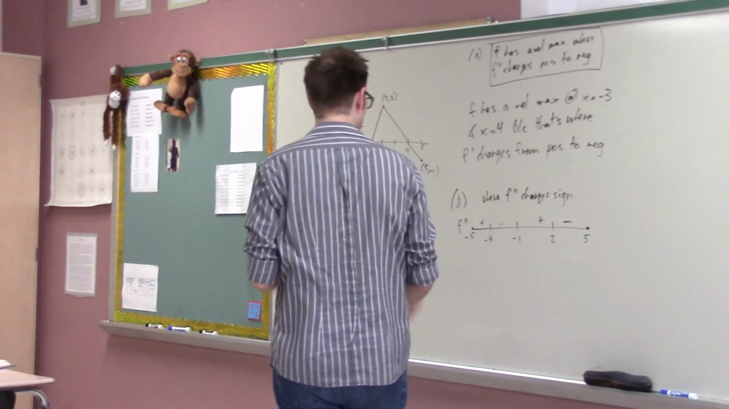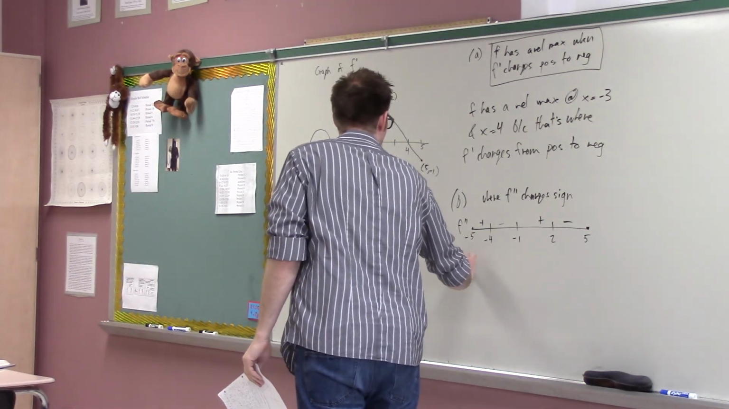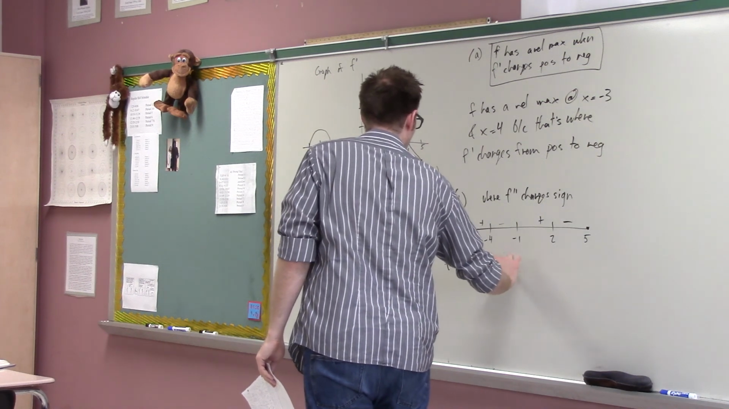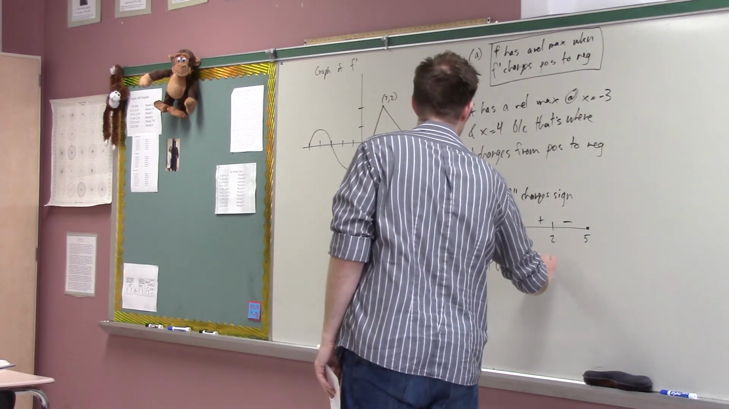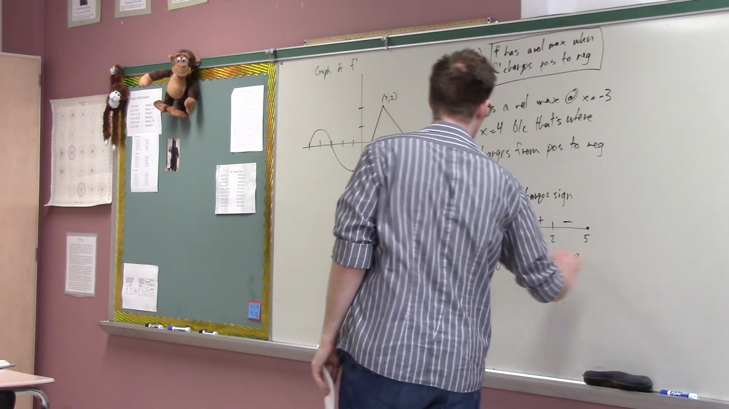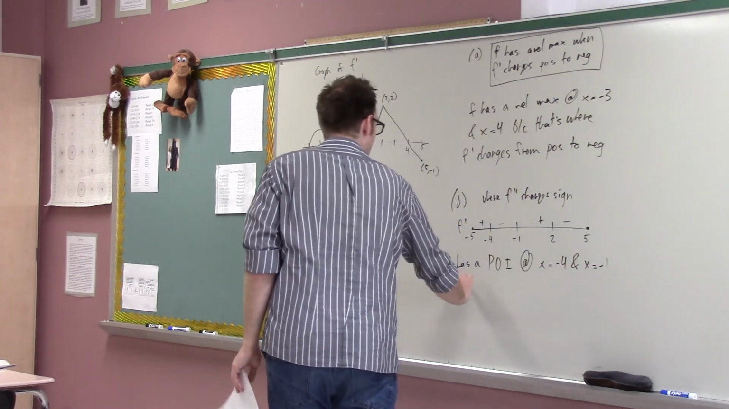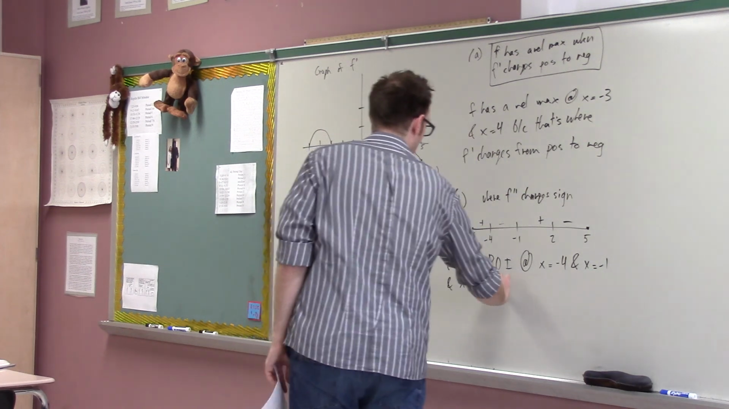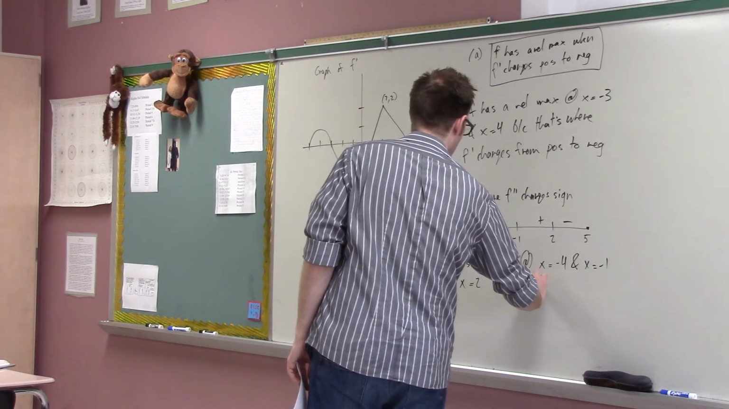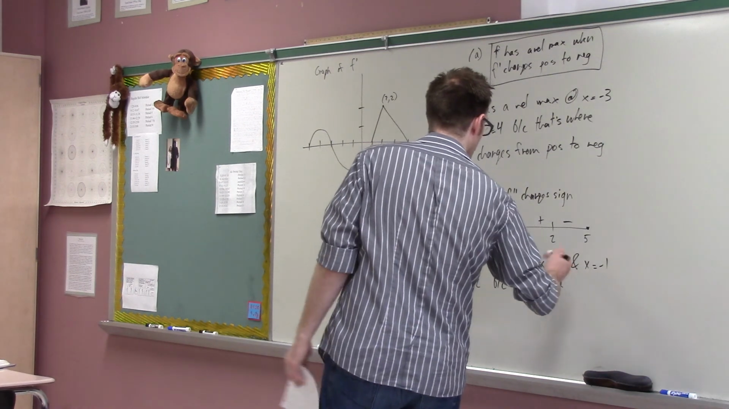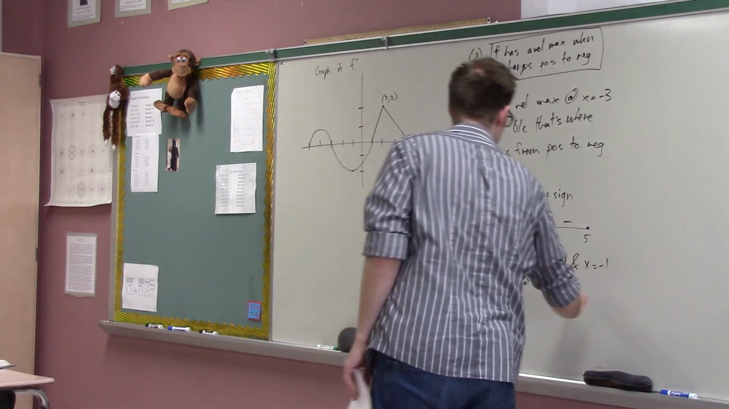So, and that's all you have to write. F has a point of inflection at x equals -4, x equals -1, and x equals 2. Because that's where the derivative of f prime changes sign.